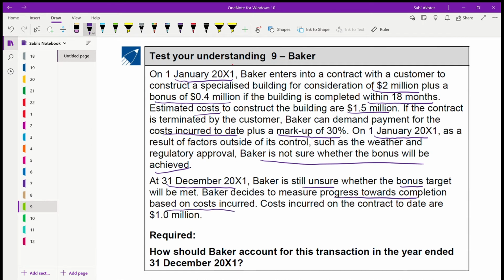There are two methods you can use to measure your progress towards completion: one is known as the input method, one is known as the output method. The output method is not a good one here because you cannot complete it due to other factors. But the input method works, based on whatever cost you have incurred. The cost incurred on the contract to date is 1 million. How are they going to recognize it?